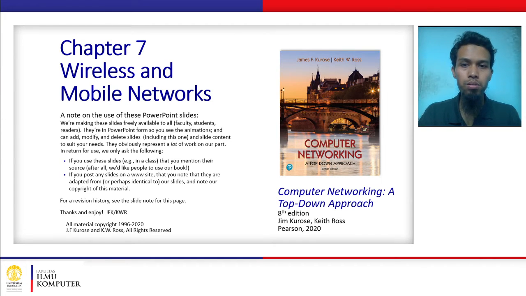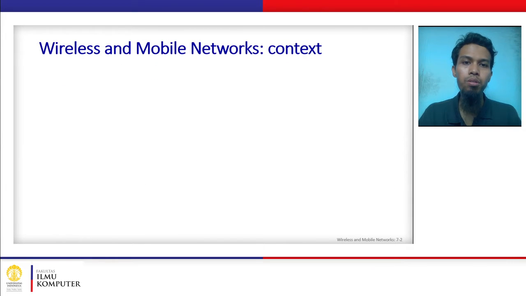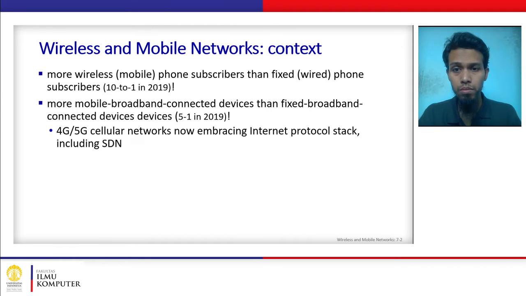And right now we are going to start the new chapter, which is chapter 7, wireless and mobile networks. All right, just some context or some motivation for why we talk about wireless and mobile networks. First, when we compare wireless phones and fixed phones, in 2019 there were of course about 10 times more wireless or mobile phone subscribers than fixed phone subscribers.